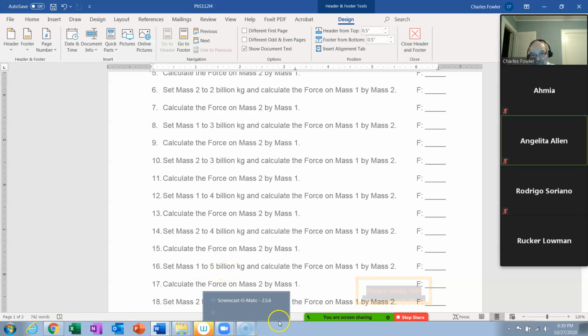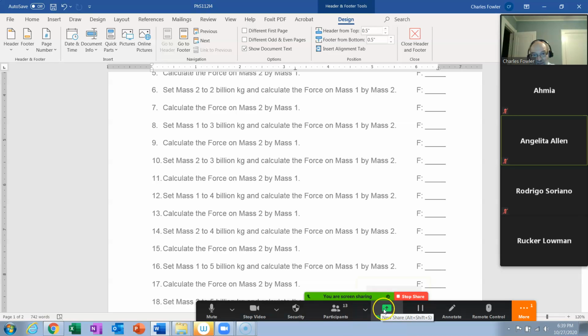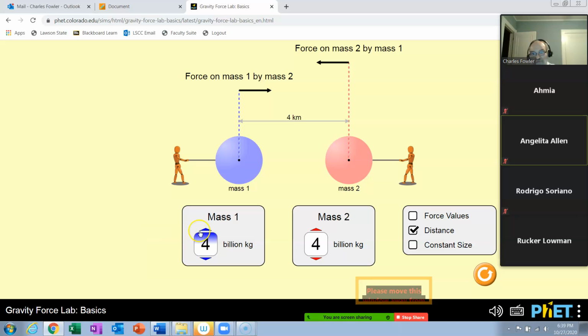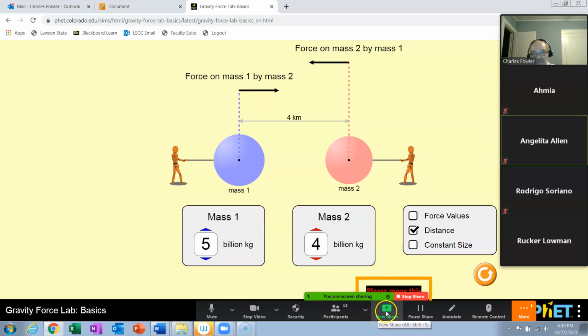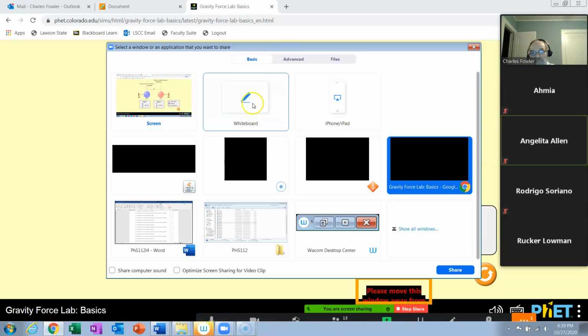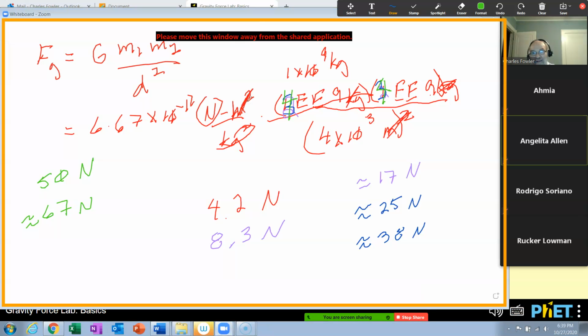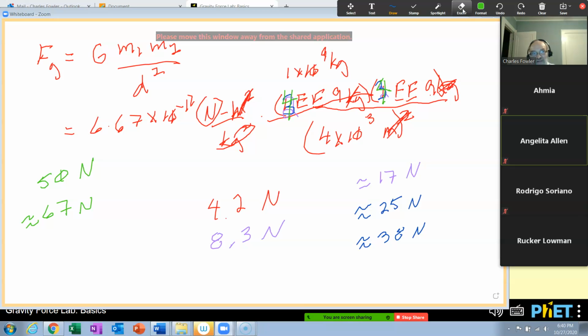So let's go back to the gravitational force. Let's set this to 5 billion kilograms. Okay? And take that to our whiteboard. Now, I wish I could erase. Can't erase. If this gets too crowded, we can change it.